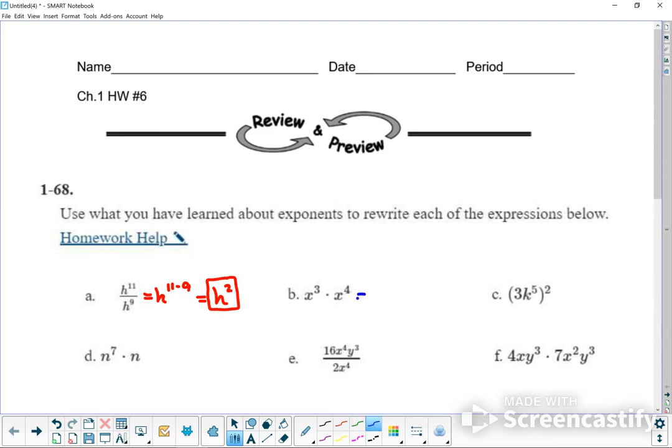Next one, B. We're going to do it with what we just learned. X to the third times x to the fourth. This is going to be the product of powers. This is going to be x to the 3 plus 4. When you multiply exponents, you actually add. So 3 plus 4, so this gets you x to the 7th power.